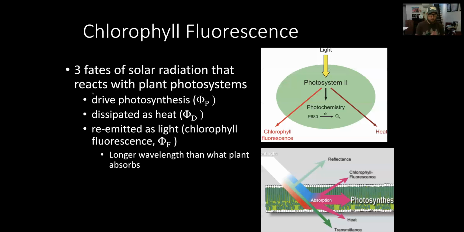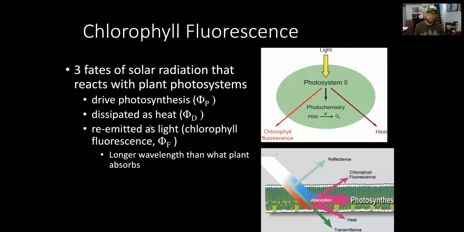Okay, let's talk about what's going on in chlorophyll fluorescence. Once light is absorbed by the antenna in chloroplasts, and so remember we got photosystem 1 and photosystem 2 with those antennas, those different pigments absorbing that light energy. Once that energy is initially absorbed by those pigments, there are three things that can happen to it. It can go on to actually drive photosynthesis, which is this phi sub p. It can be dissipated as heat. So if it doesn't get used in photosynthesis, it might just convert to heat.